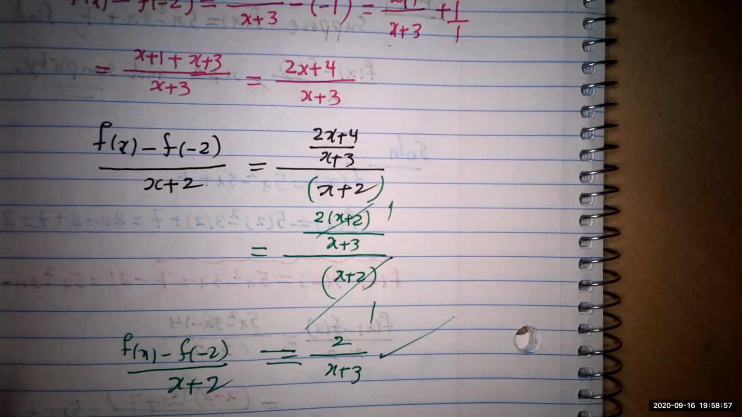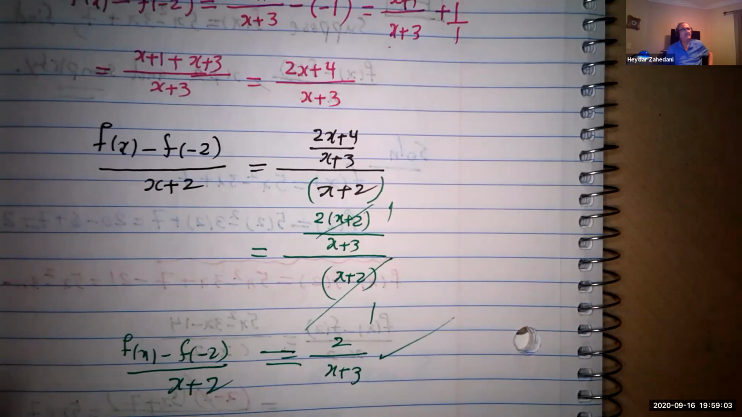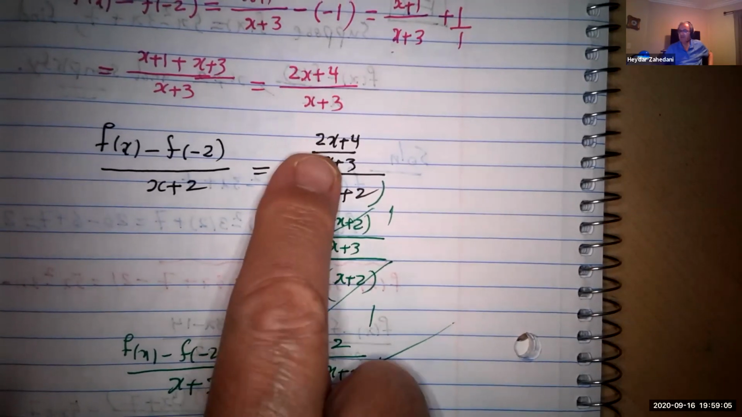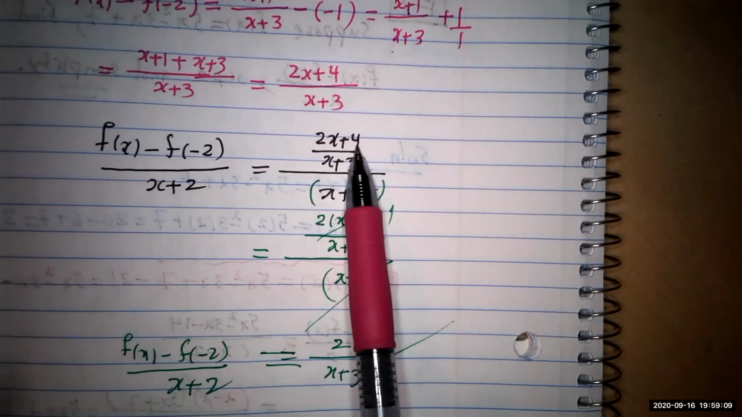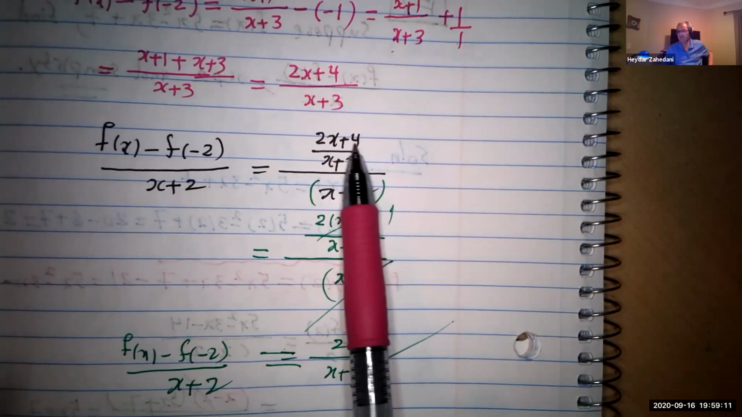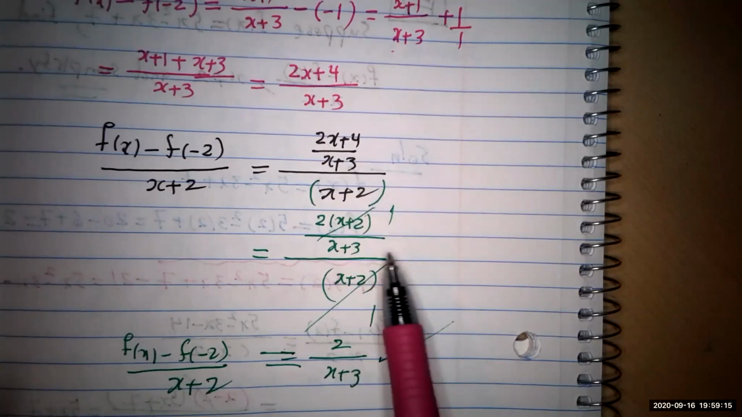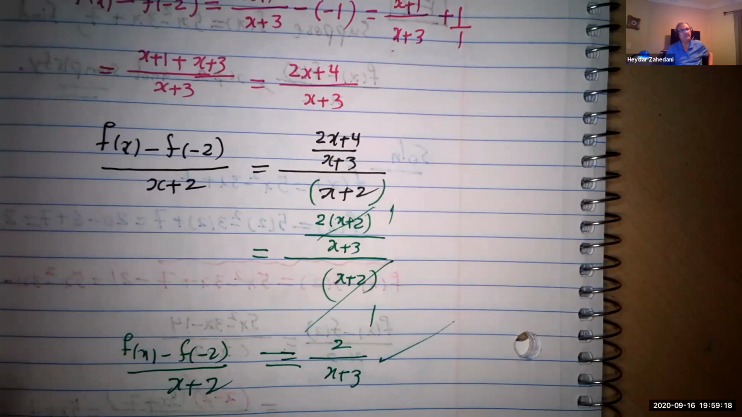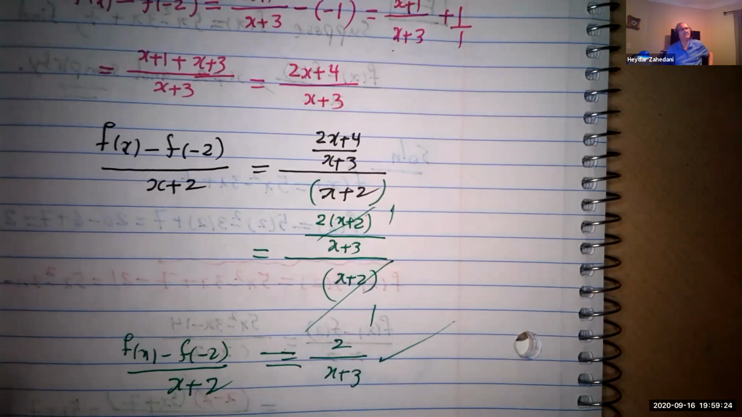Question? Yeah, what happened to the 4? Where is the 4? No, I factored out the 2, you see. 2x plus 4 over x plus 3. What happened to the 4? I factored the 2. Oh, okay. Because you need that x plus 2 on the top. So I factor it out, so I have the x plus 2 and the x plus 2 to be able to simplify it.